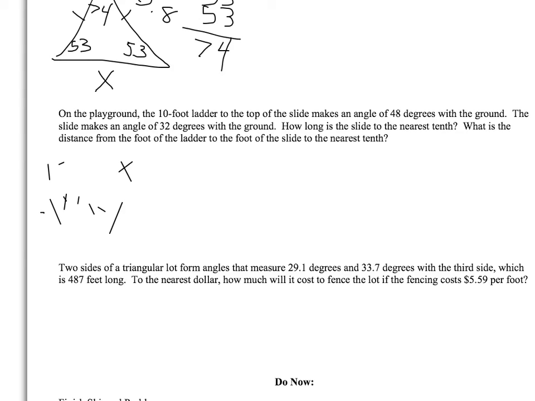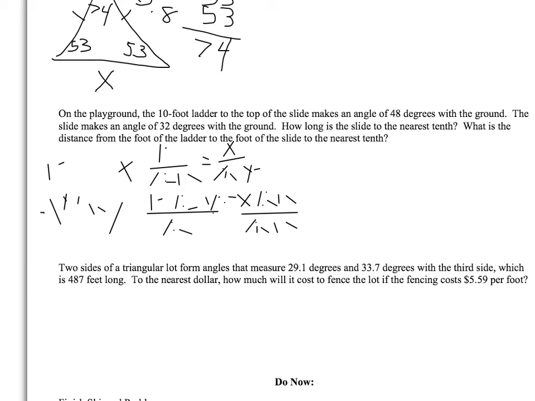Okay, well let's start with that. We can use our law of sines. So it's going to be 10 over sine 32 is equal to x over sine 40. Cross multiply. Divide by sine 32. Type it in your calculator. Please make sure your calculator is in degrees, and you end up getting 14 feet.